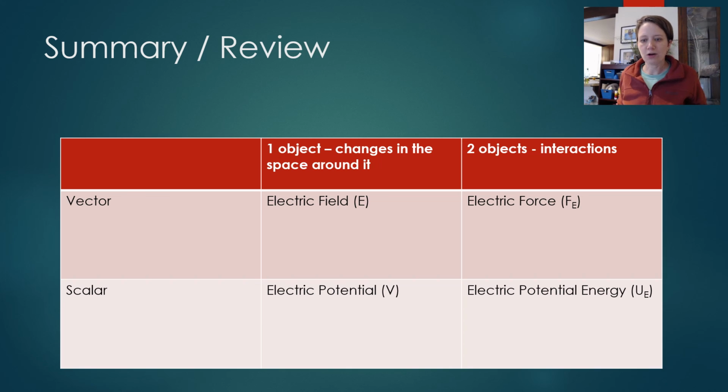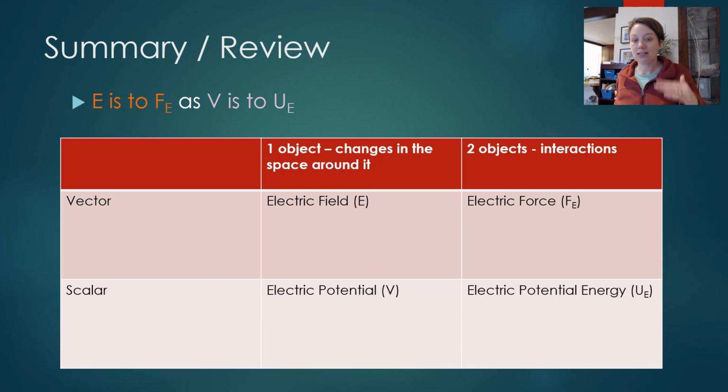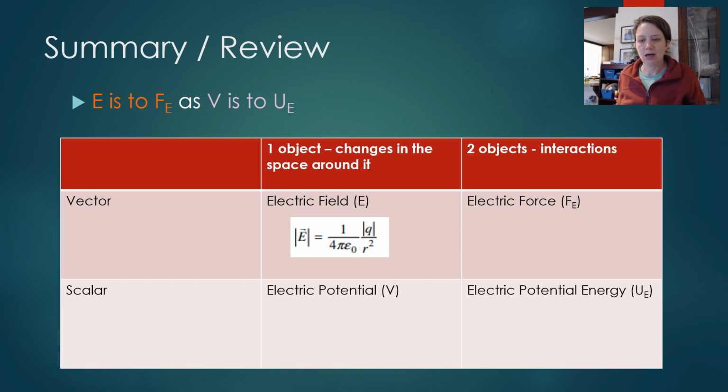And what you're going to see as we work through this table is that E is related to Fe, so electric field is to electric force, as electric potential is to electric potential energy. So they're kind of like categories of variables that go together in a very specific way. So electric field, the equation for electric field has one Q in it because you only need one object to change the space around you with an electric field. And so that Q is going to be the source charge.